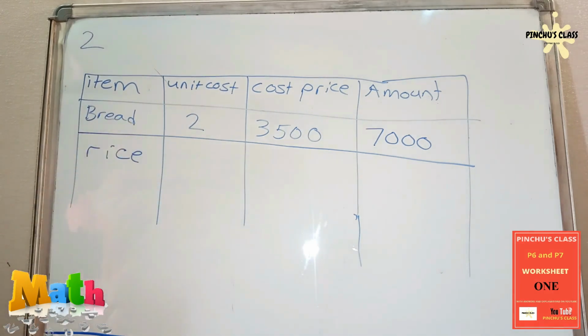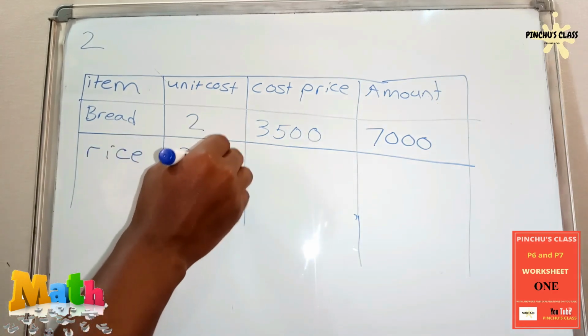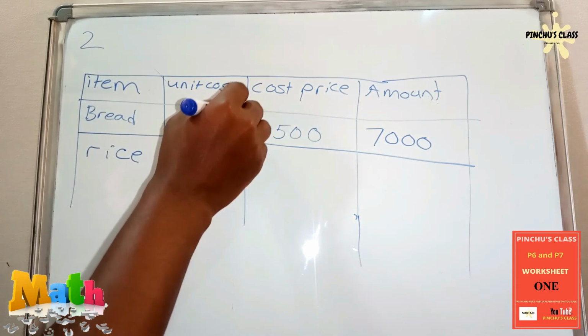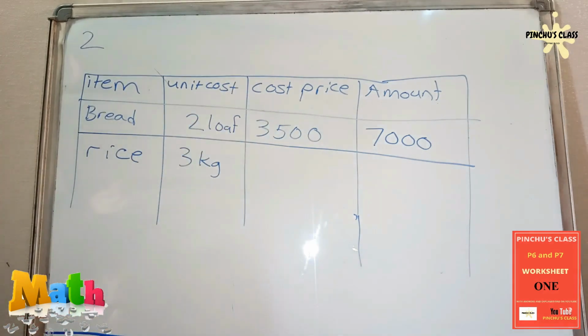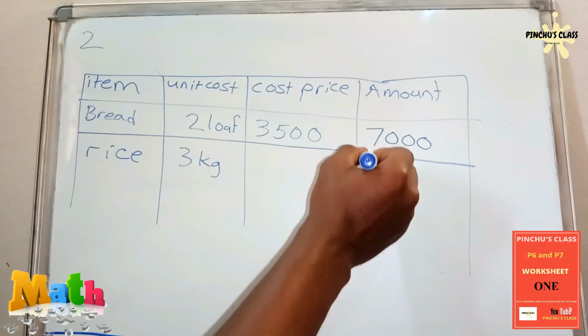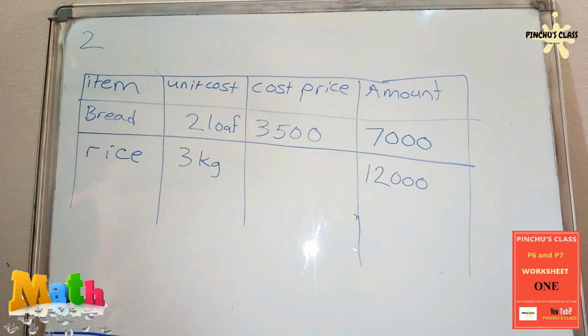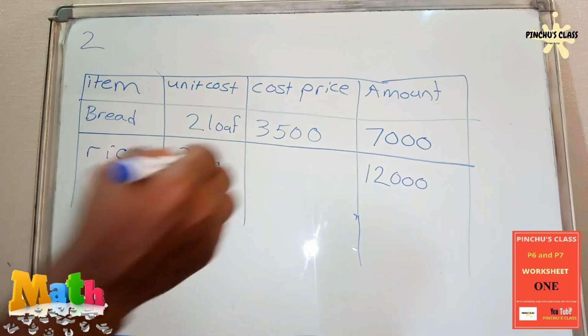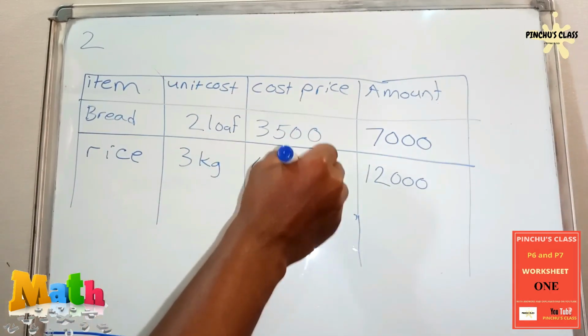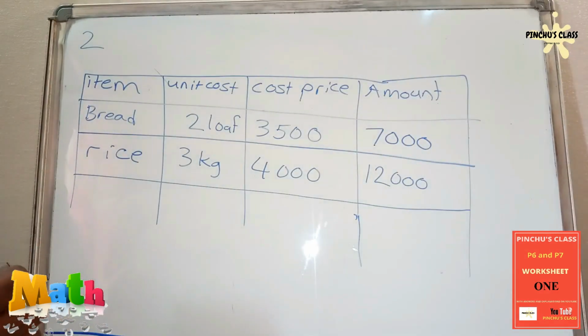And how many kilograms of rice did she buy? She bought 3 kilograms. By the way, this is loaf. And how much does each rice cost? Actually, they did not give us, but they gave us the total. So after giving us the total amount she bought, we can find the cost price by getting 12,000 divided by 3, which is going to be 4,000. So each kilogram costs 4,000 shillings.